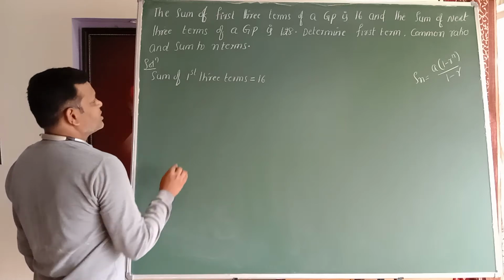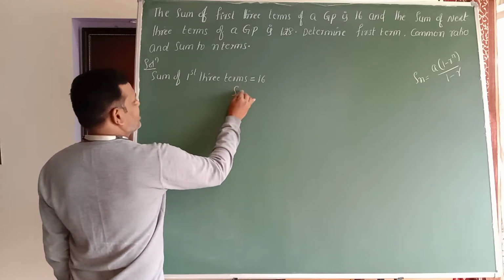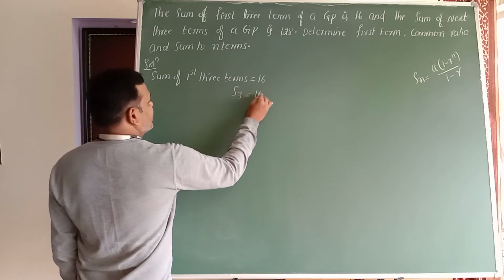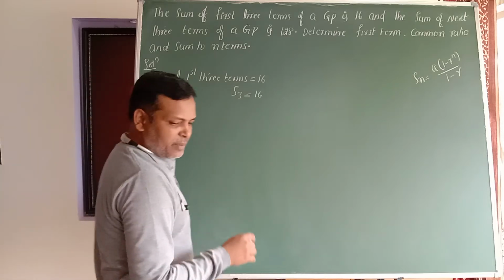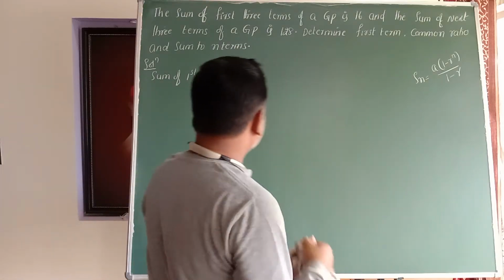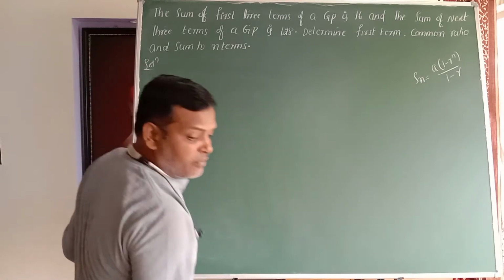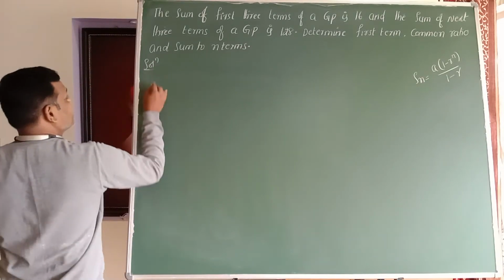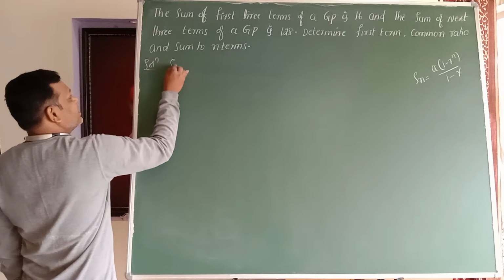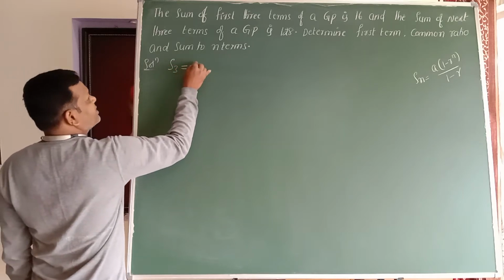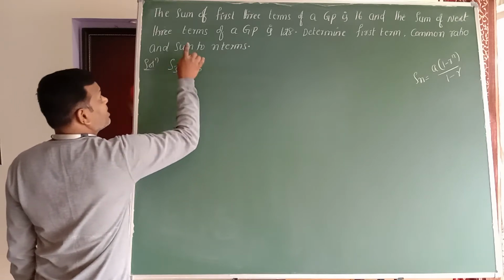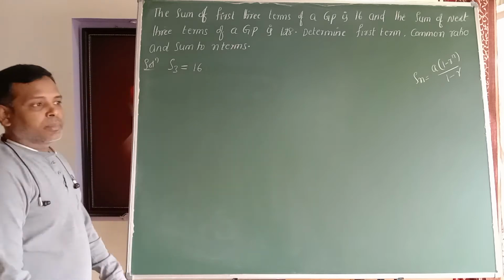The sum of the first 3 terms is nothing but S3. Look at me. Got my point? S3 is equal to how much they are given? S3 is equal to 16 they are given, the sum of the first 3 terms.